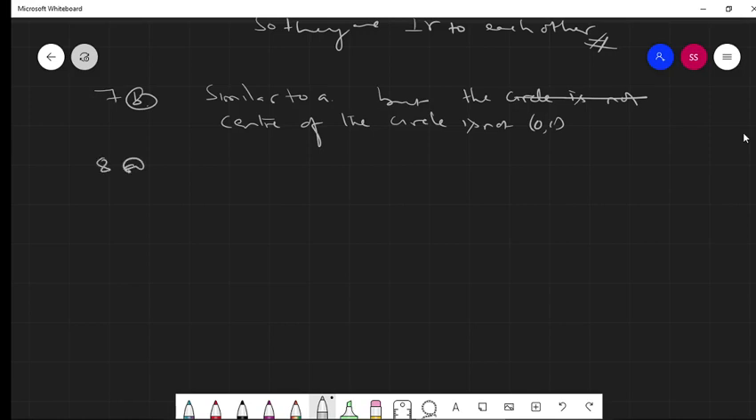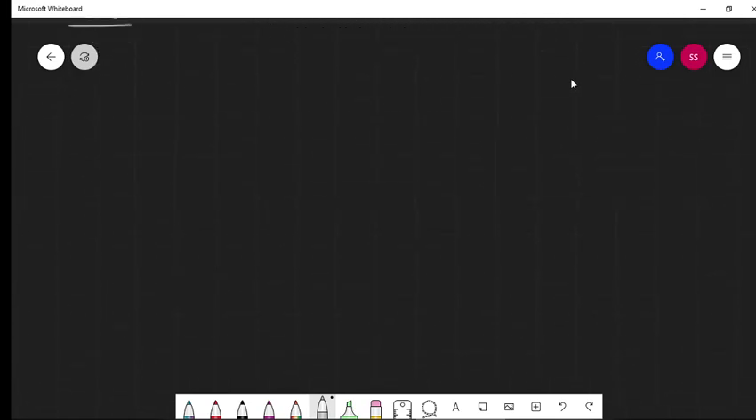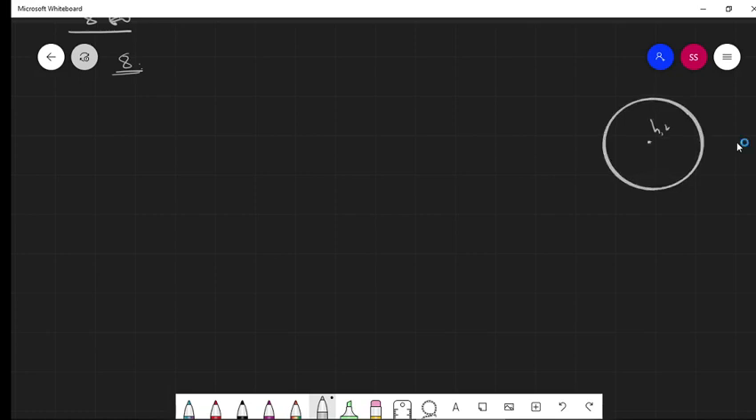Now question number 8, dear students. Let's see question 8. Find the equation of the circle whose center is the point h, k and which passes through the origin, and prove that the equation of tangent at the origin is hx plus ky equal to 0. The center of the circle is h, k, passes through the origin, means a point on the circumference is 0,0. This is the condition given.